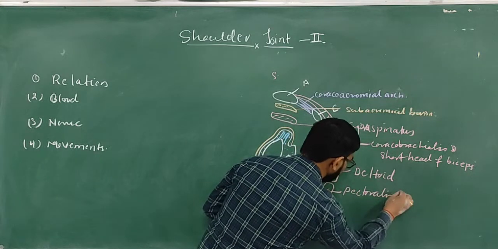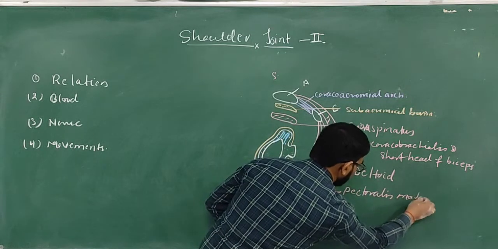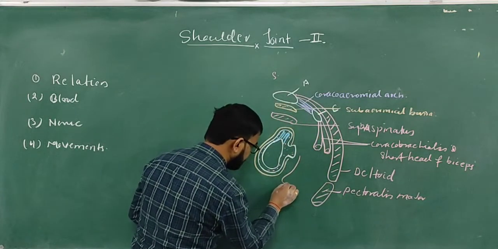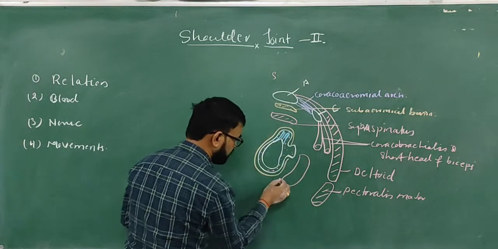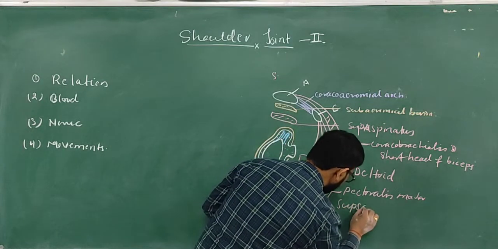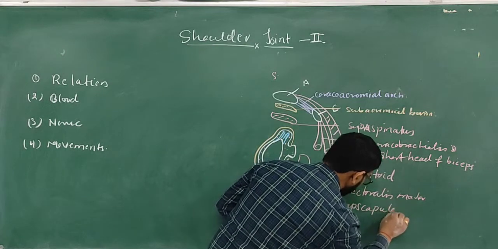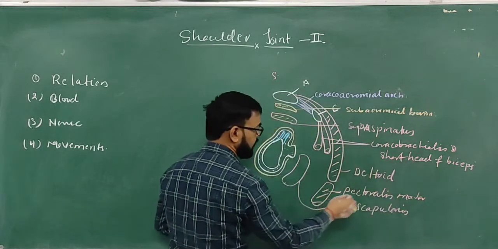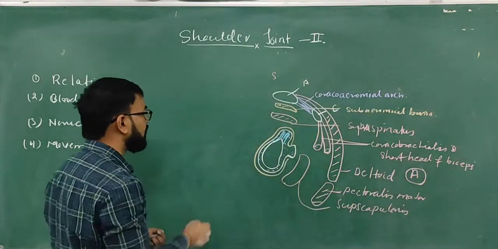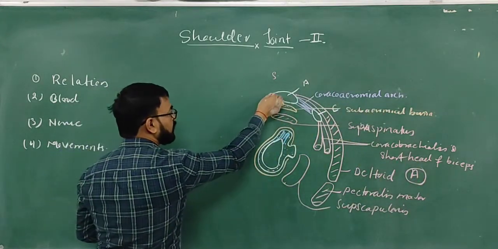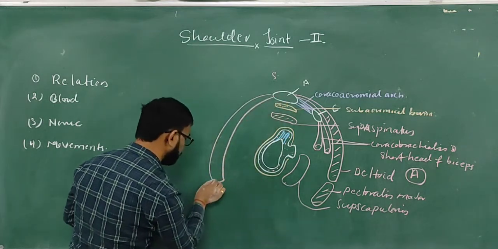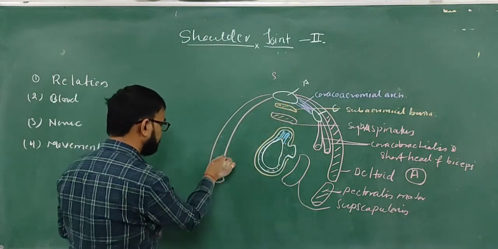Deep to the pectoralis major muscle there is the subscapularis muscle. So these are the anterior relations. Posterior relations: the posterior fibers of deltoid.